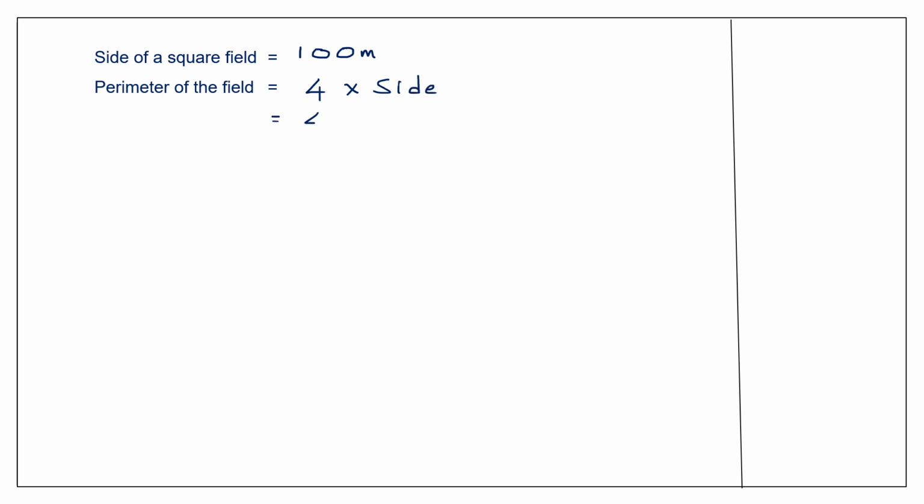Now, we have to see the distance covered by John. So we have been given the side of a square field which is 100 meters, and here also we need to find the perimeter. So perimeter of the field, now this is a square field, so the perimeter will be 4 into side, which is 4 into 100 meters. 4 into 100 is 400. So the perimeter is 400. So this time we found the perimeter of the square field.